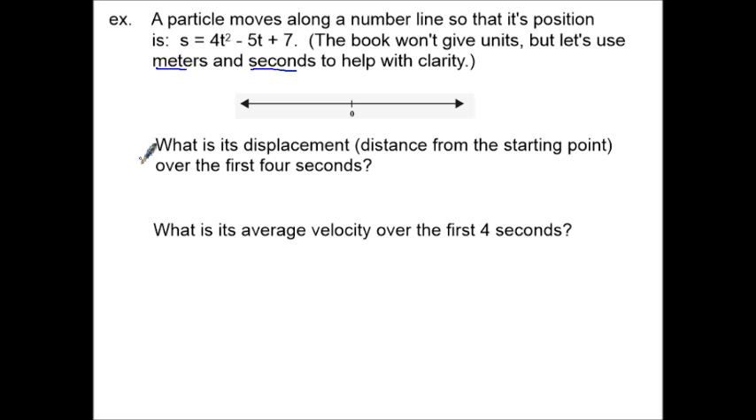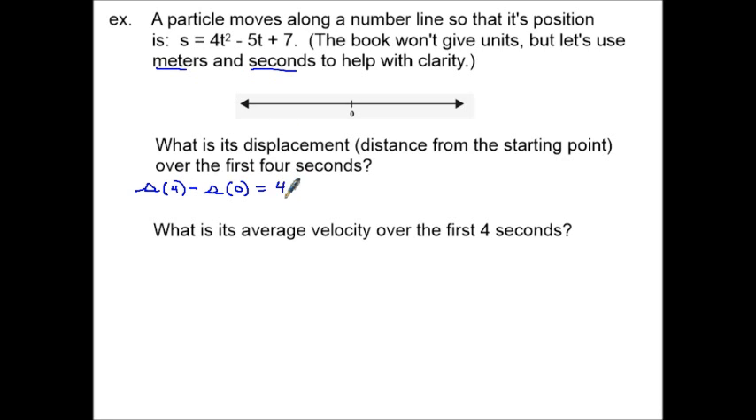That being said, what's this thing's displacement? And that's the distance from the starting point. Just where did I start, where did I end up? That's your displacement over the first 4 seconds. So basically our displacement is going to be my position at 4 seconds minus my position at the starting time, which is 0 seconds. So I'm just going to plug in a 4 into this thing.